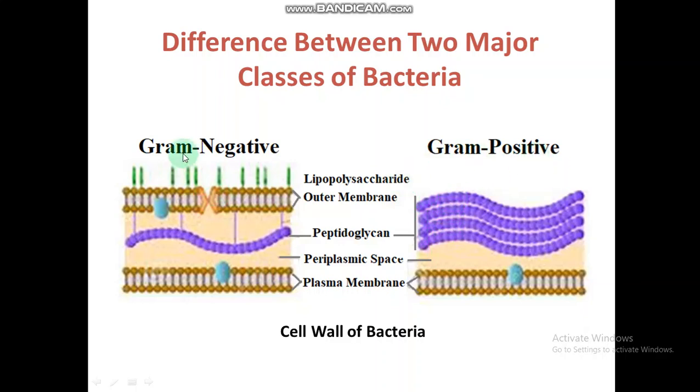And then gram-negative bacteria also contain an outer membrane or outer covering of lipopolysaccharides and proteins. So this is the difference. The main difference is the outer membrane, which is not present in gram-positive bacteria. So in this way we can differentiate two types of bacteria.